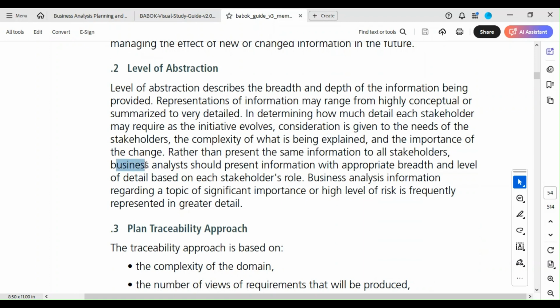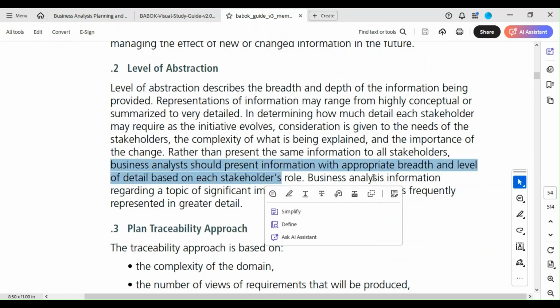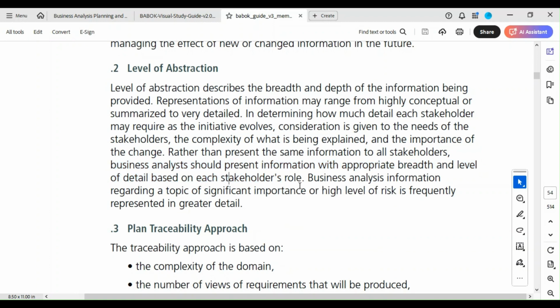Business analysts should present information with appropriate breadth and level of detail based on each stakeholder's role and even need. I think they should include need there. Business analysis information regarding a topic of significant importance or high level of risk is frequently represented in greater detail. For example, you can bold it, you can color it, you can put a flag against it to know that this is important. Maybe this requires attention. This is a high level of risk, and stuff like that. So this is telling you how to call attention to things.